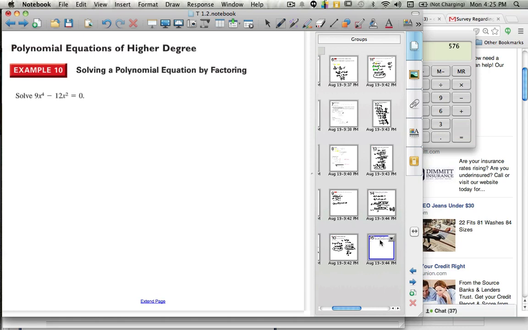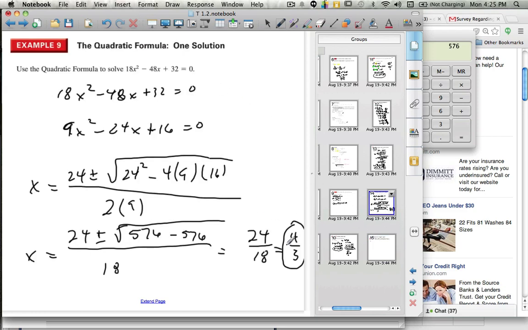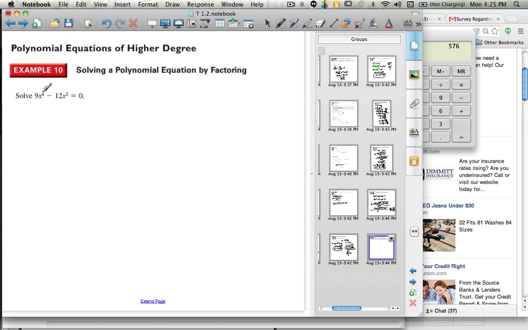Okay, when we look at higher polynomials, a polynomial will have typically as many solutions as the degree. In that last example, we had a degree of 2, but we only found one solution, and that's because our two solutions were both the same value. We had 24 plus 0 over 18, which simplifies to be 4/3, and we had 24 minus 0 over 18, which also simplifies to be 4/3. So we actually had one repeated solution, counts as two solutions. In this case, it's a 4th degree function, so I'm expecting to find 4 solutions.